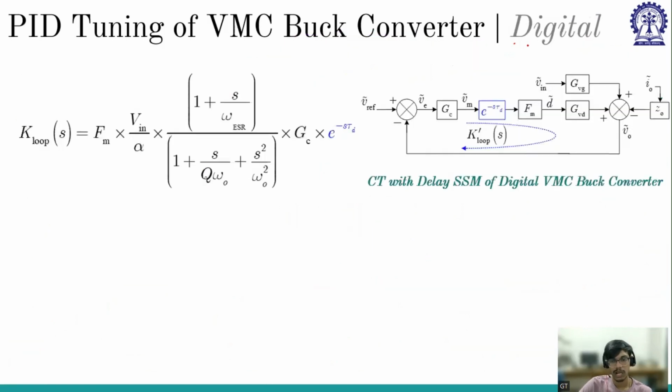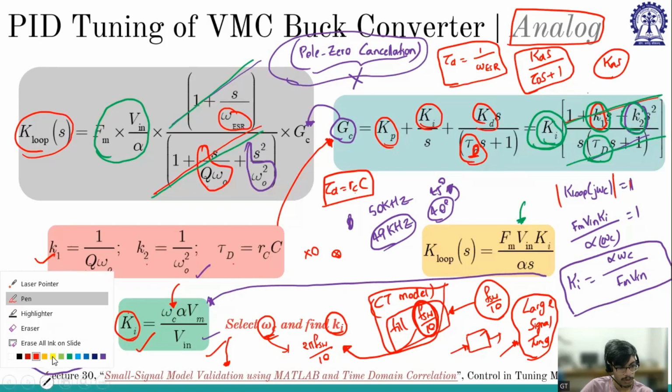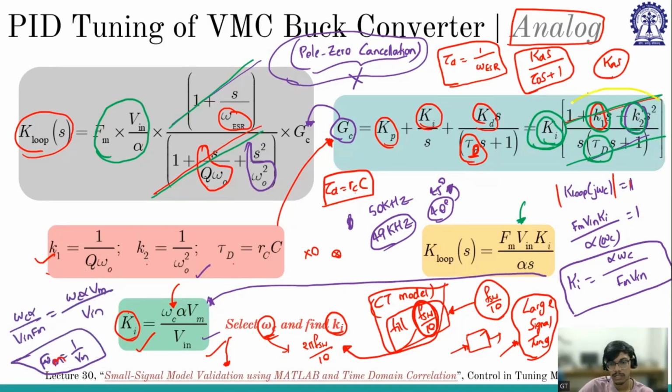Now in the case of digital, I am using continuous time with delay, right? So the loop diagram remains the same except for e to the power minus s tau d. Everything else remains the same, GC is the same. If I am doing pole zero cancellation, maybe I'll use a different color, yellow. I am cancelling these zeros with these poles and this zero with this pole. Even if there is an extra term e to the power minus s tau d, which I am not cancelling with anything, I am still cancelling this with this one and this with this one. So my equations still hold true, right? These three equations will hold good.